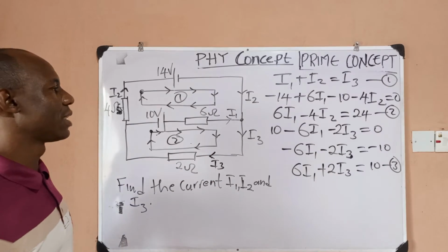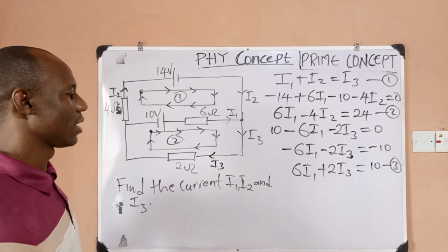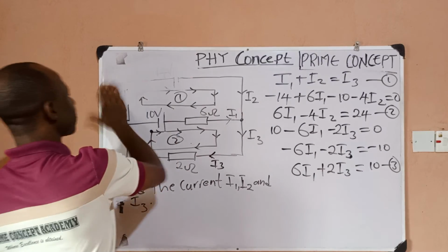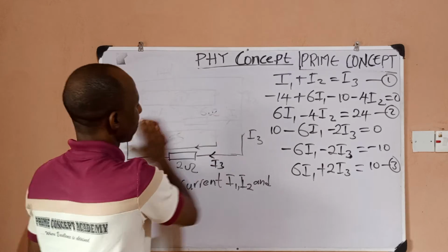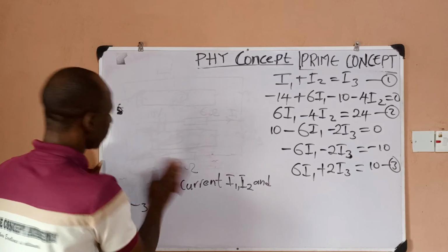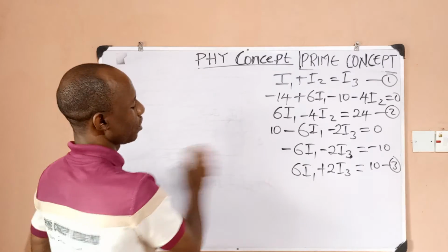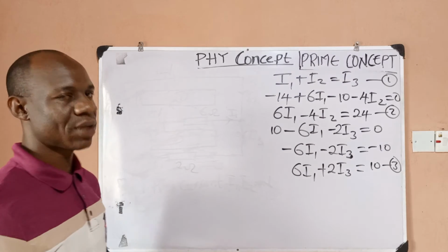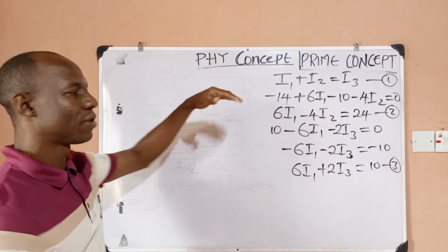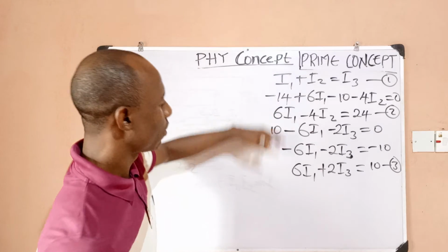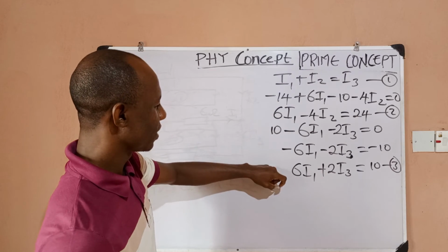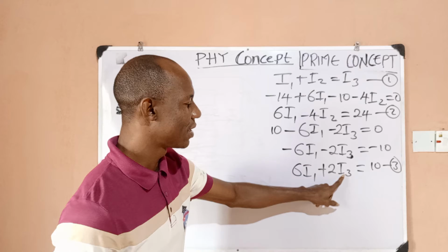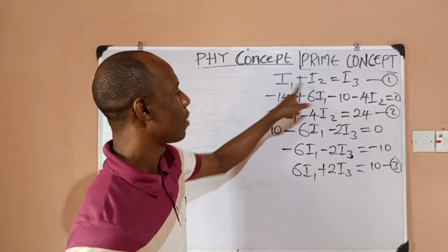So I'll be solving these 3 equations simultaneously to get the values for I1, I2, and I3. Meanwhile, under exam condition, if you're allowed to use a calculator, your calculator can solve these equations simultaneously to get the answer without wasting time. But I'll be solving them manually. Now, what do I do here? I'm going to replace this I3 with I1 plus I2.